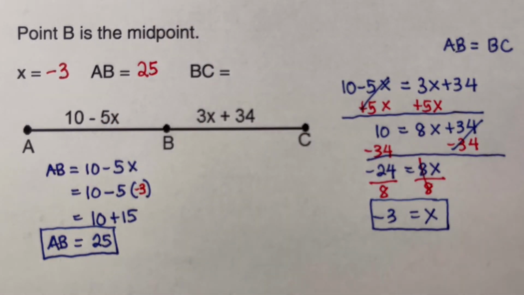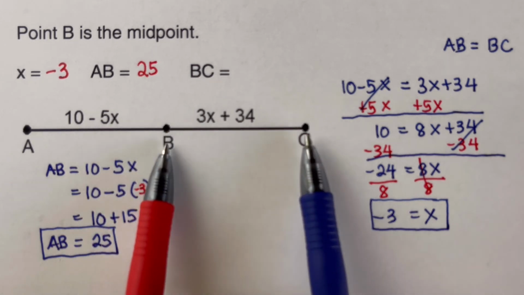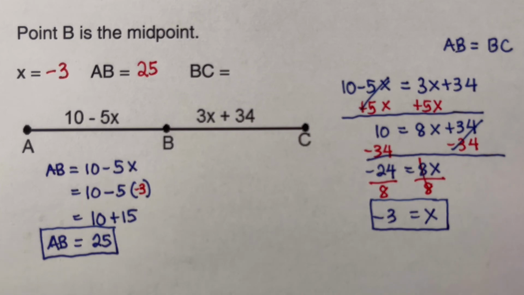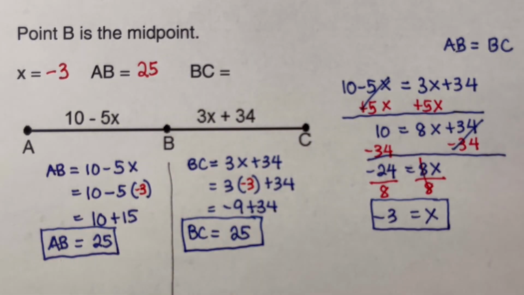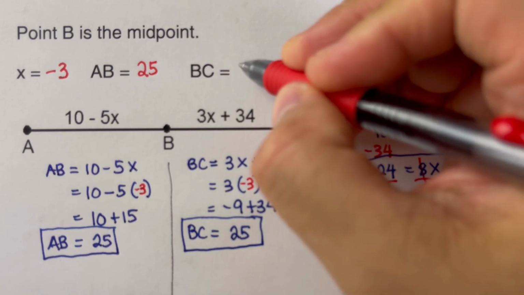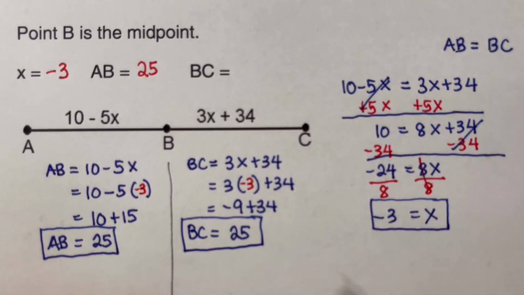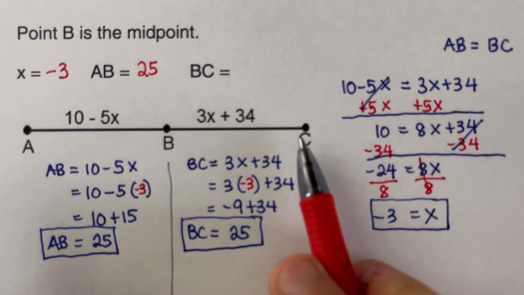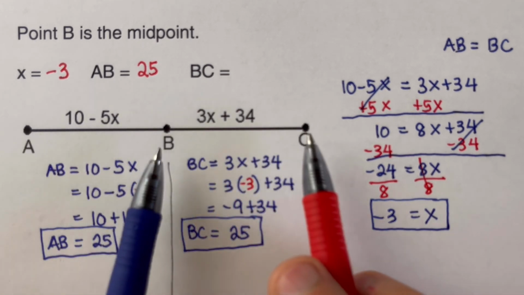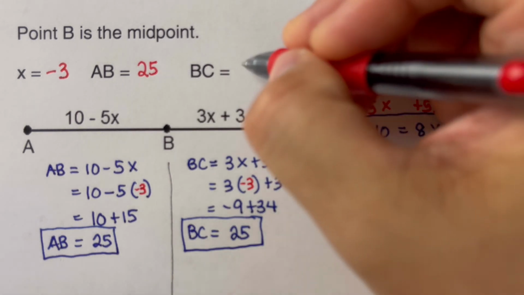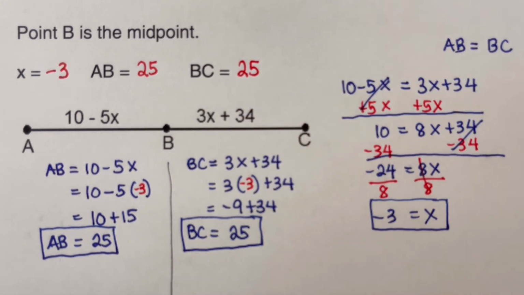Now, since B is the midpoint, we can therefore say that our BC would also be 25. But we have to show the work down here. Okay, so the value of BC is 25, and that's what we expected since line segment AC was cut into two equal pieces. So AB is equal to BC. Again, this value right here is 25.